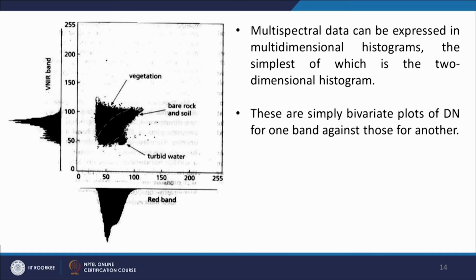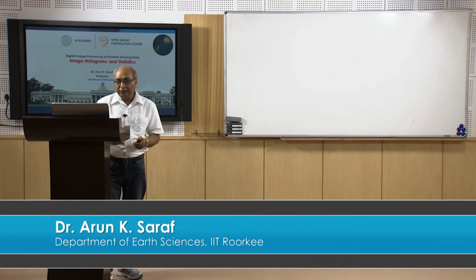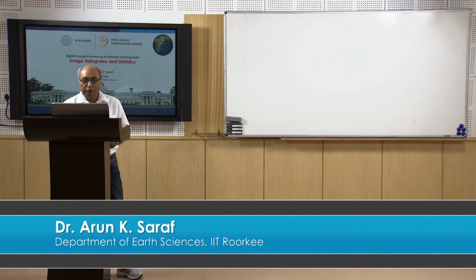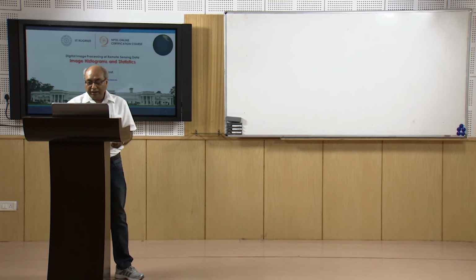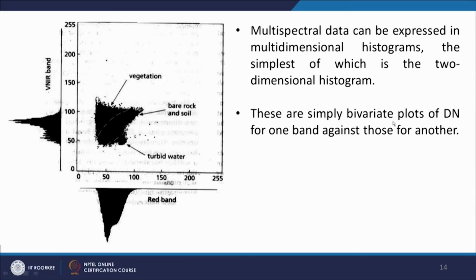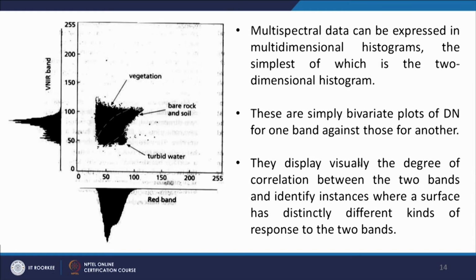In graphical forms, two-dimensional and maximum three-dimensional histograms are possible, but beyond that it is not possible graphically. From a statistical point of view, though, it is possible to involve as many bands as one can think of or as are required. These are also called bivariate plots of pixel values for one band against those for another, and they display visually the degree of correlation between the two bands.